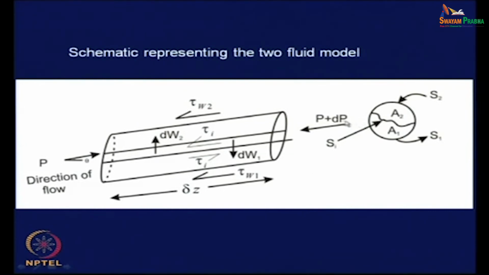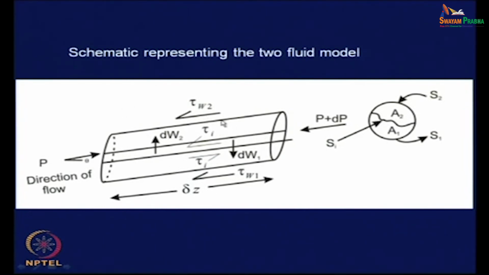What else is acting here? Wall shear. So, there is going to be tau W2 into your wetted perimeter, or the perimeter which is in contact with phase 2. Then there is tau W1 into the perimeter in contact with phase 1. So, therefore, 2 wall shear stresses will be coming, unlike 1 wall shear stress for single phase flows. And then there is one additional shear stress tau I. So, this tau I will also be coming in this particular case. And of course, gravity is definitely there, the gravitational force.